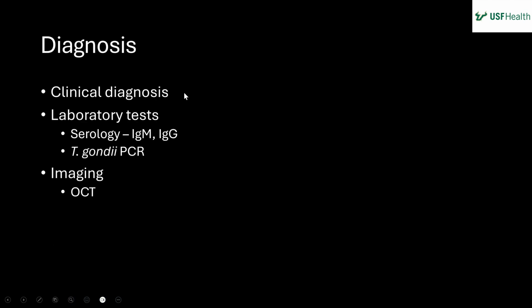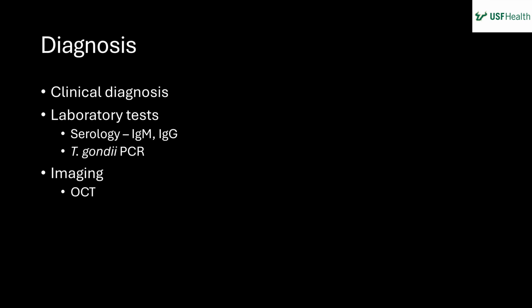Toxo is a clinical diagnosis, but you can use serology testing, IgM and IgG. IgM, I think, persists only for about a year, whereas IgG is lifelong. So in a healthy host, if they're negative for IgG, you can almost certainly rule out toxo. There's also PCR, and you can use OCT to corroborate your diagnosis.